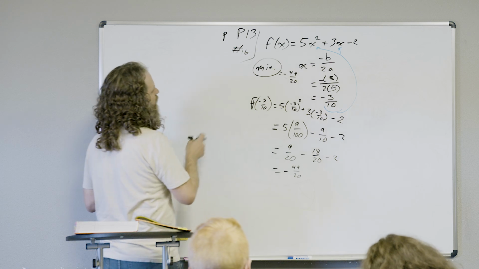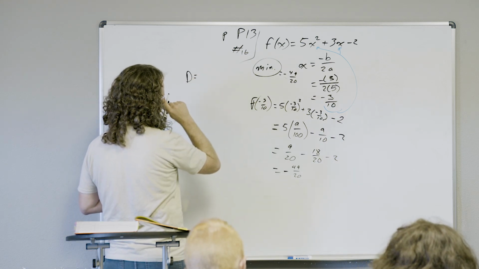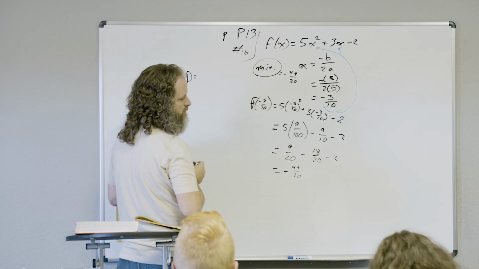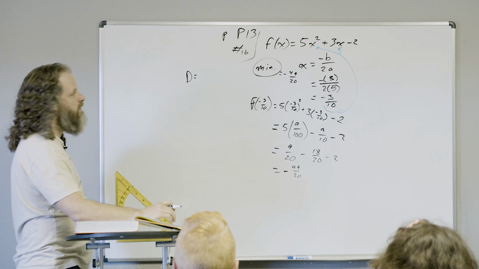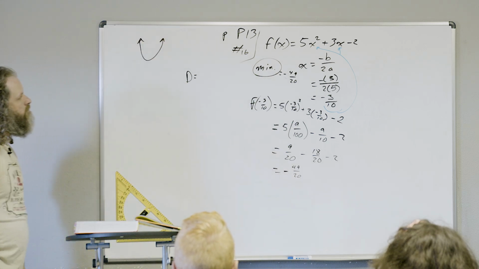So, there it is. Now, what is the domain of this function? All real numbers. All real numbers. And how do we know that? What shape is this? Parabola. It's a parabola. What is the domain? What does that mean?